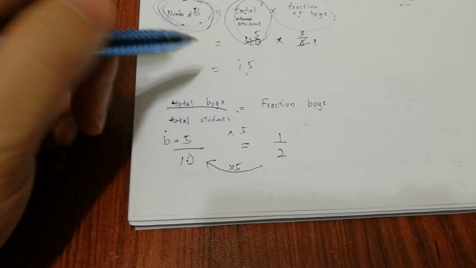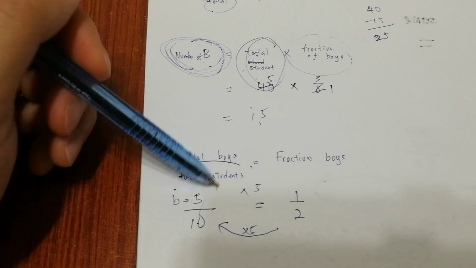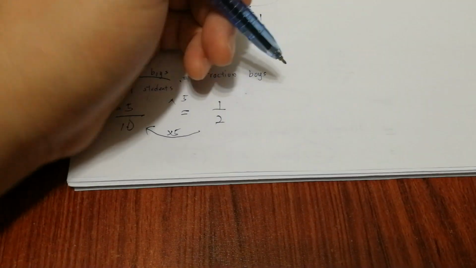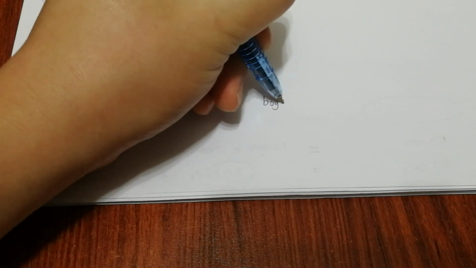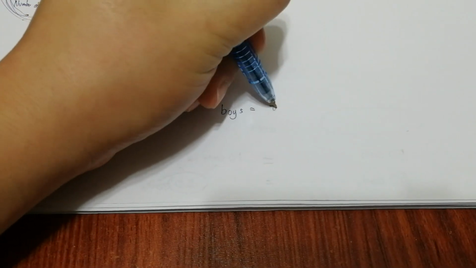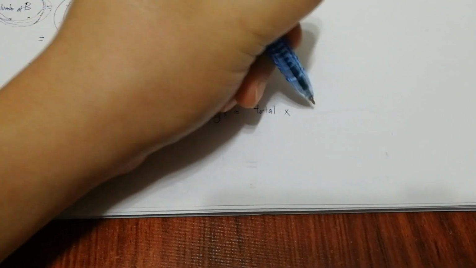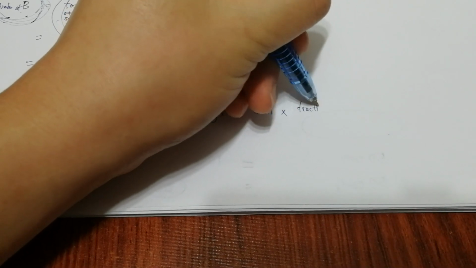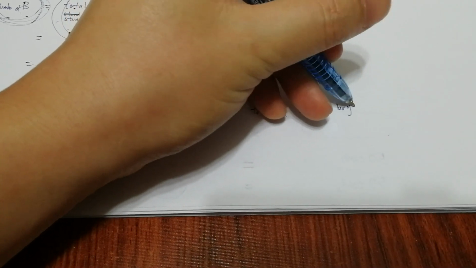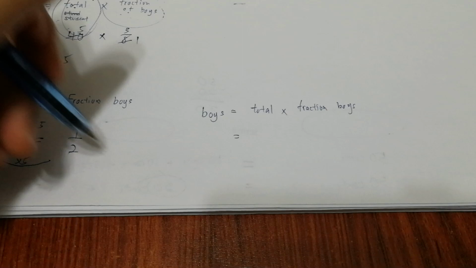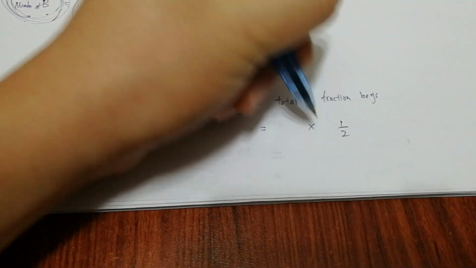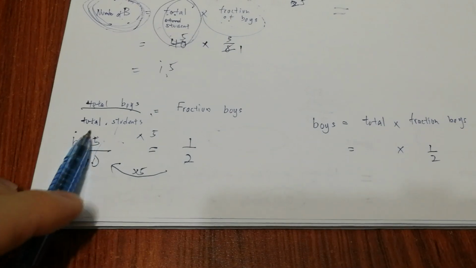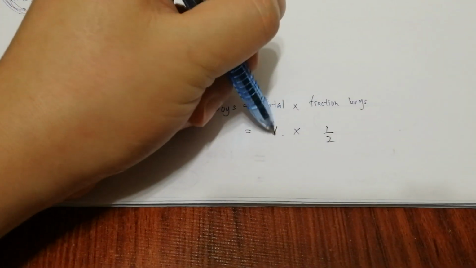Now, if I use the other method, how do I do it? Because I want to find boys, boys equals total times the fraction of boys. So the fraction of boys is 1 over 2, and the total number of students is 10.